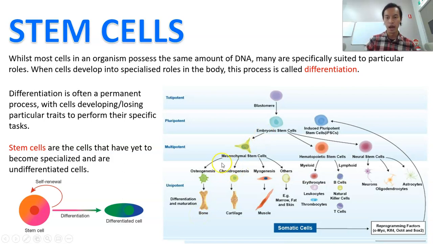So, for example, the mesenchymal stem cells will soon become the bone or the cartilage or the muscle or the marrow. And then you've got hematopoietic stem cells that could become either red blood cells, white blood cells, or platelets and so forth. And then the nerve cells can become different types of nerve cells, right?